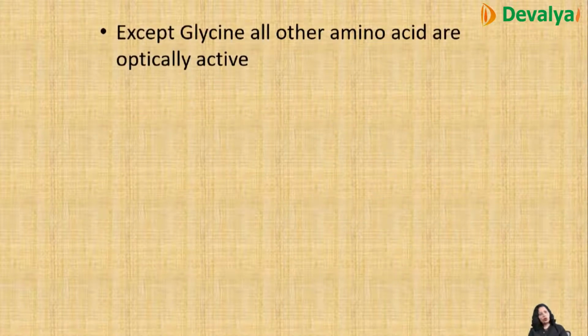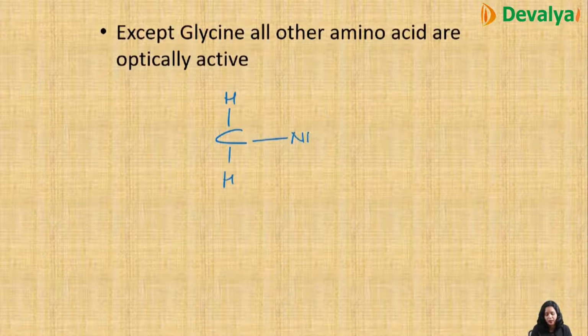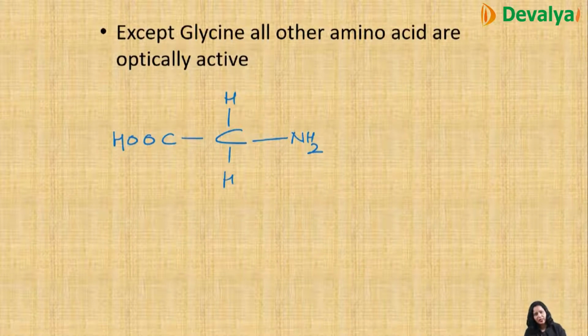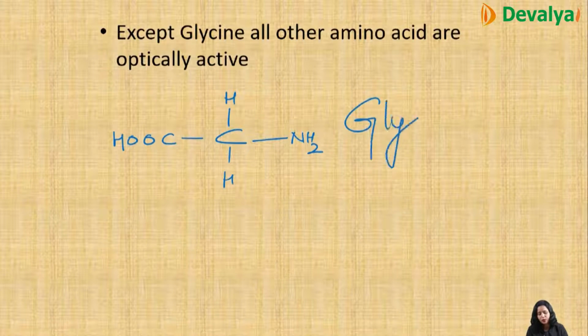Except glycine, all amino acids are optically active. This you need to remember, because in the exam the question can be asked, because there are mainly 20 amino acids found in our body, and glycine is the only amino acid which is optically inactive. So glycine is optically inactive, because there is H, and here it is NH2 and here it is COOH. So except glycine, all the amino acids are optically active. Only this is the structure of glycine which is optically inactive.